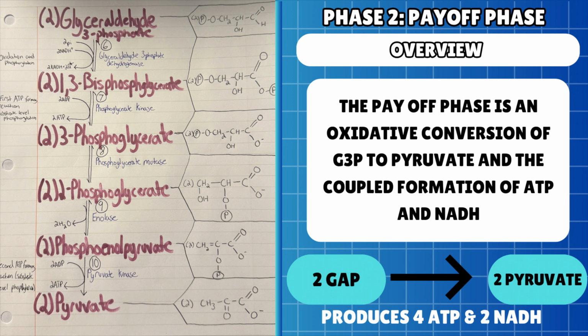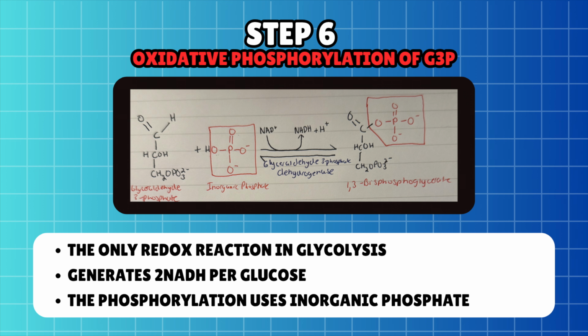So now that the prep phase is over, we enter the payoff phase. The payoff phase is an oxidative conversion of G3P to pyruvate and the coupled formation of ATP and NADH. The reaction for the payoff phase will start with 2 G3P, and we will end with 2 pyruvate, and this phase produces 4 ATP and 2 NADH.